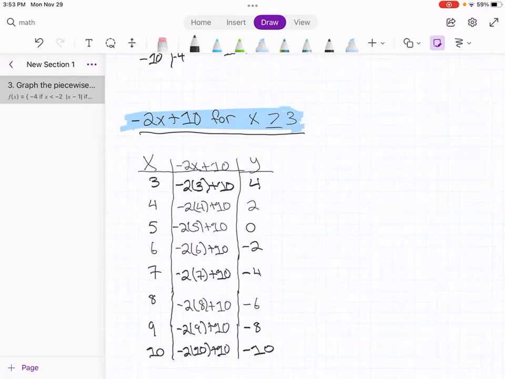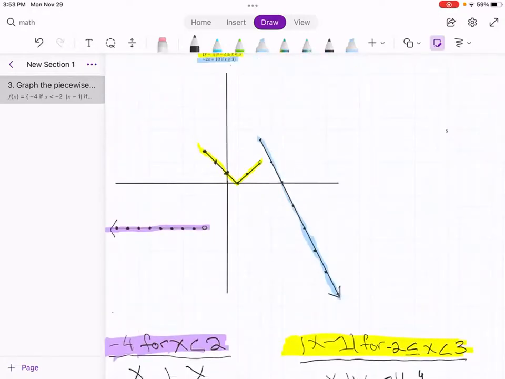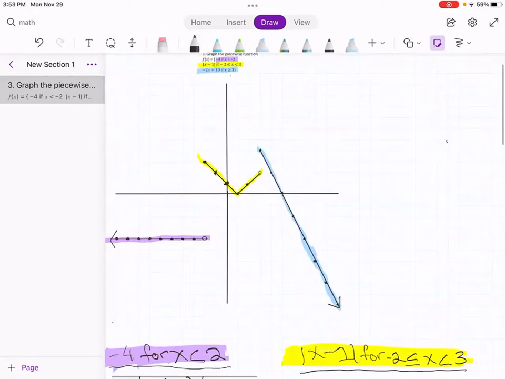Here my equation was -2x plus 10. So I plugged my x values into x. An example is -2 times 3 gets you -6, plus 10 gets you 4. Here are my x and y values. I plug them in. Here it is, the blue graph. And what we notice is x is greater than or equal to 3. So at 3 it is going to have a closed circle, and there's an arrow at the bottom.